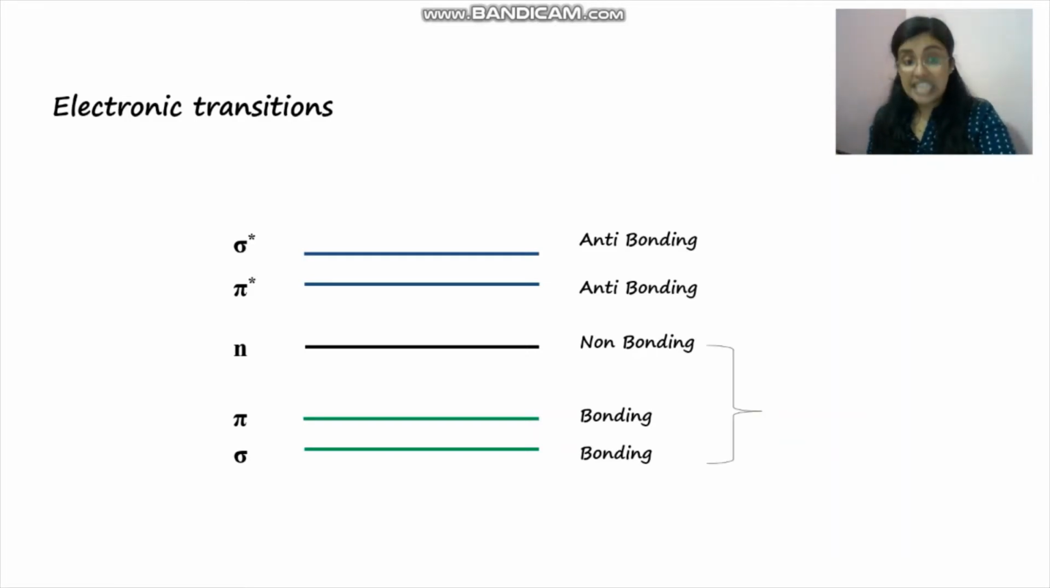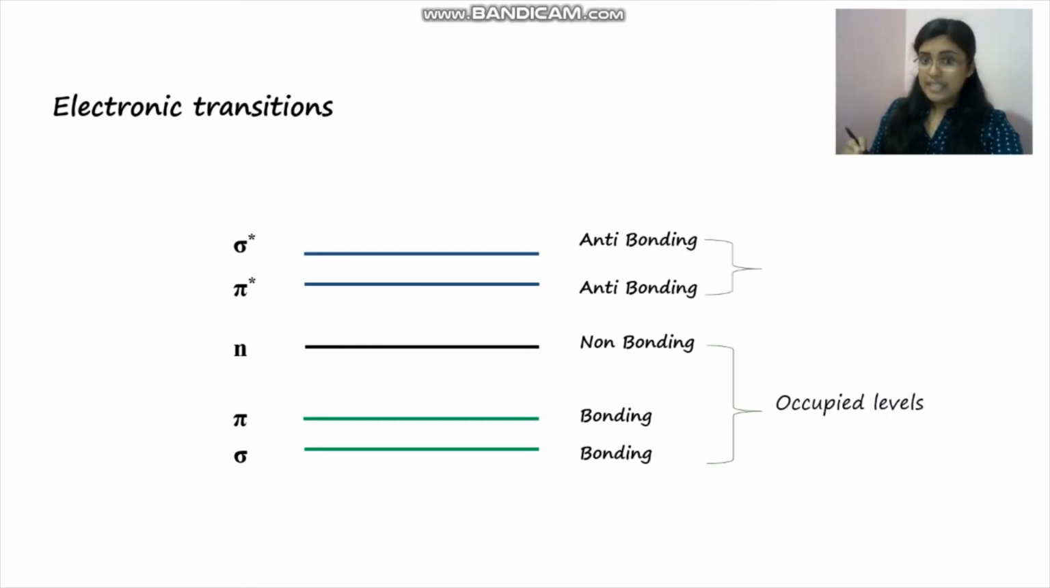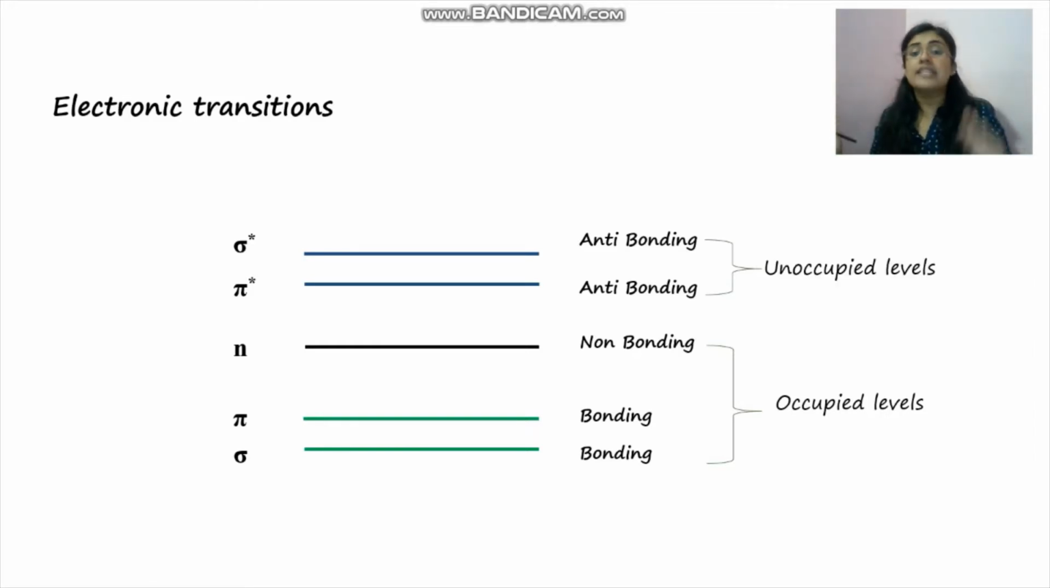Now the first three that I have, sigma, pi and n, I can call the occupied energy levels, and the last two, pi star and sigma star, are my unoccupied energy levels. Occupied means electrons in their normal state, ground state. Electrons would be found in the sigma, pi and n orbitals.